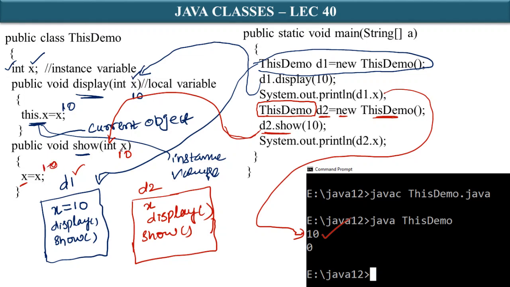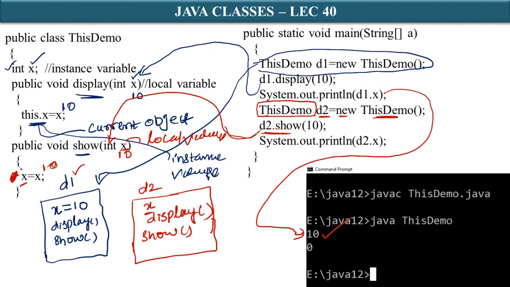Isn't it? This X is known as a local variable. But here, am I saying this dot X? No, I am not saying this dot X. I am simply saying X. If I say this dot X, the current object's X will be referred. Here I am not saying this dot X. Simply I am saying X.